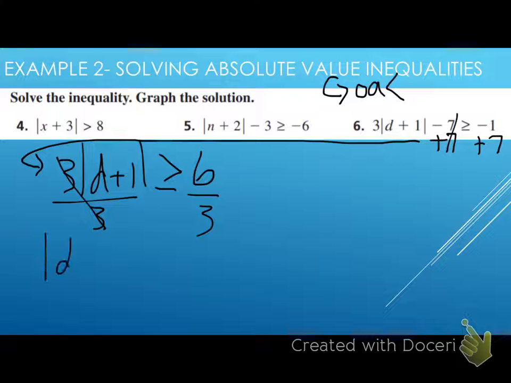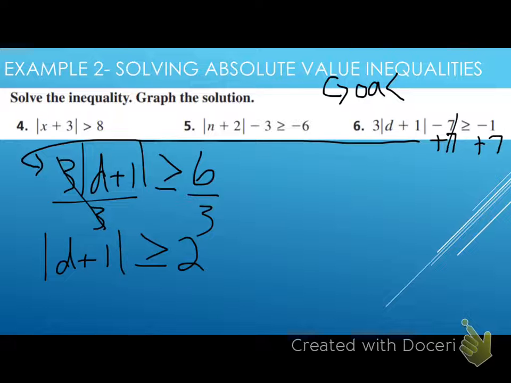So I get the absolute value of d plus 1. 6 divided by 3? 2. Symbol flip or stay? Stay. Very good. Questions on that step? Is my absolute value now by itself? Yes, it is. Since my absolute value is now by itself, what can I check now?